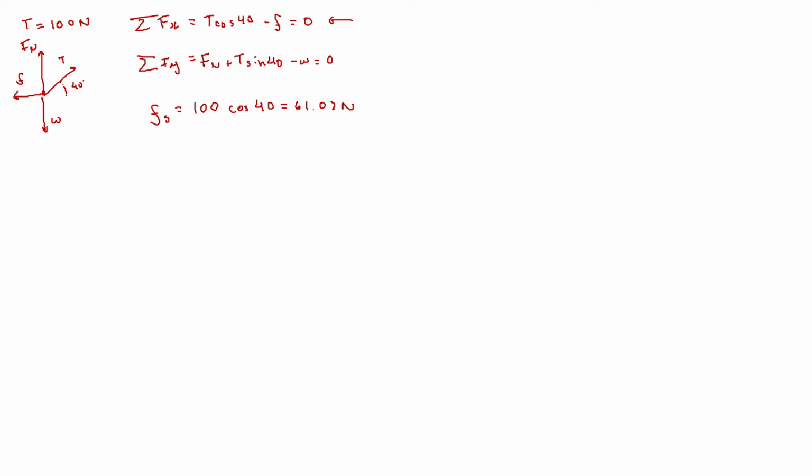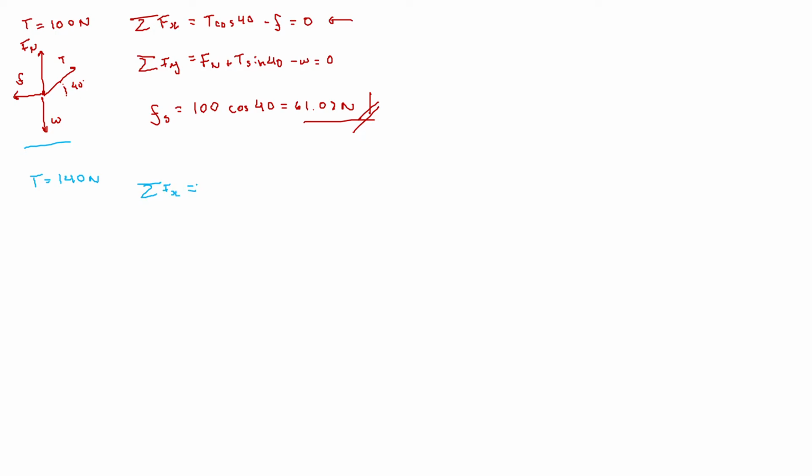Okay, so this is the first result that we have whenever the tension is 100 newtons. Now, what happens when I have a tension of 140 newtons? Okay, so the free body diagram is going to be exactly the same. I just need to change the equation. So I'm going to have the friction force in X.